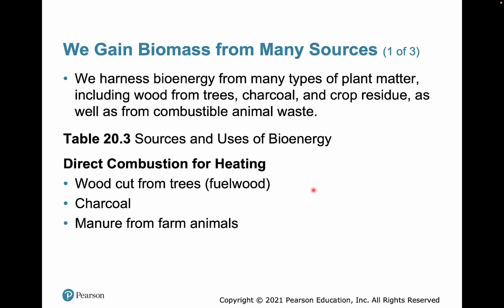So where do we get it from? Trees, charcoal, crop residue, and you can even burn animal waste to a degree. So direct combustion, you can cut down wood from trees if you have a fireplace, pellet stove, that kind of thing. You can burn charcoal or animal manure, dried animal manure.